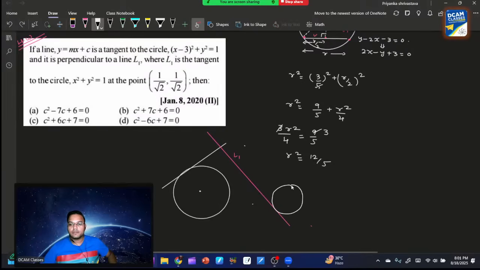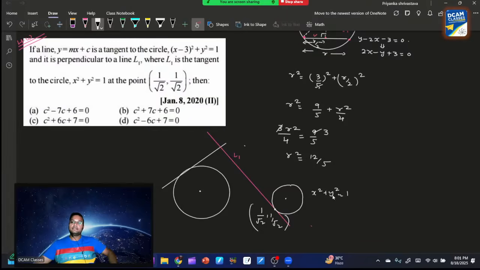This is your other circle, x square plus y square is equal to 1. The point is 1 by root 2 comma 1 by root 2. Then see, what you can do is find the tangent to this. Equation of tangent to this, means the red line L1, you can easily find. x by root 2 plus y by root 2 minus 1 is equal to 0.